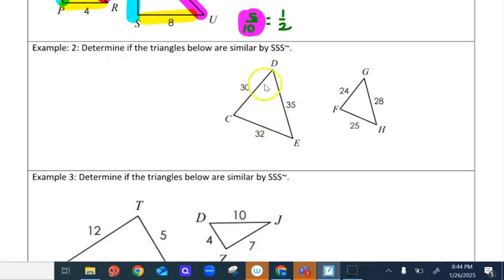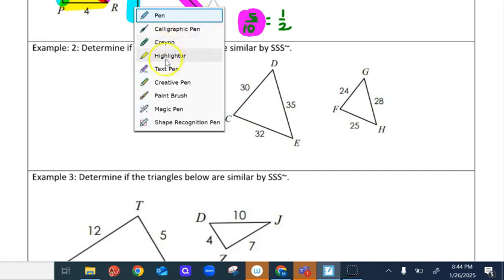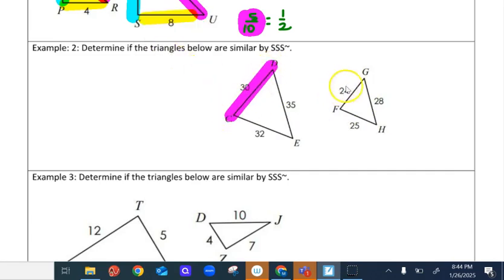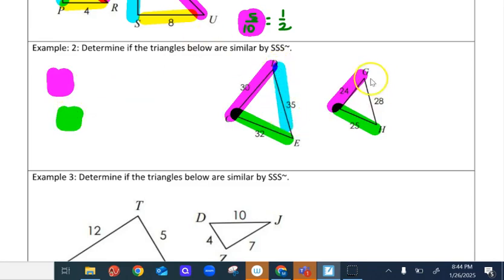What's going on here? We've got small, medium, large, small, medium, large. So they're lined up pretty easily again on this one. The smalls go here, the mediums, large. Okay, let's see what we get.